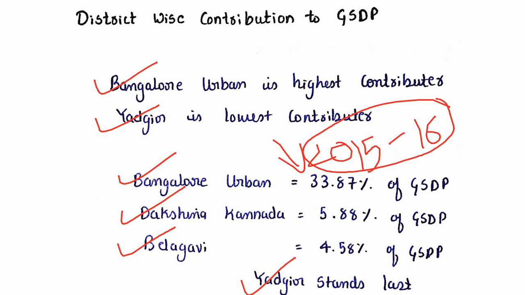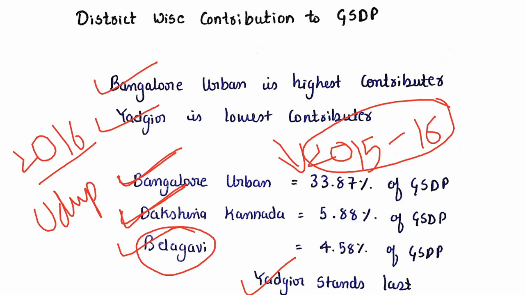But in 2016-17, the actual data was Bangalore urban contributed the highest, and the second highest was Dakshina Kannada, whereas third was Udupi. The latest data says the third highest contributor was Udupi, whereas last year the third highest contributor was Belagavi, and Yadgir still stands at the last place.